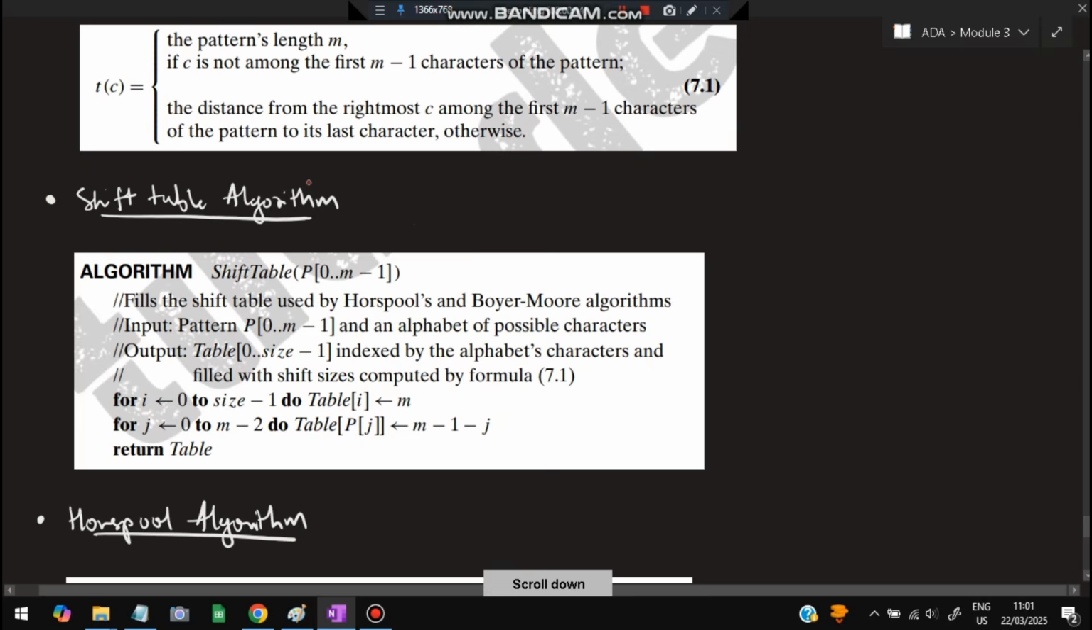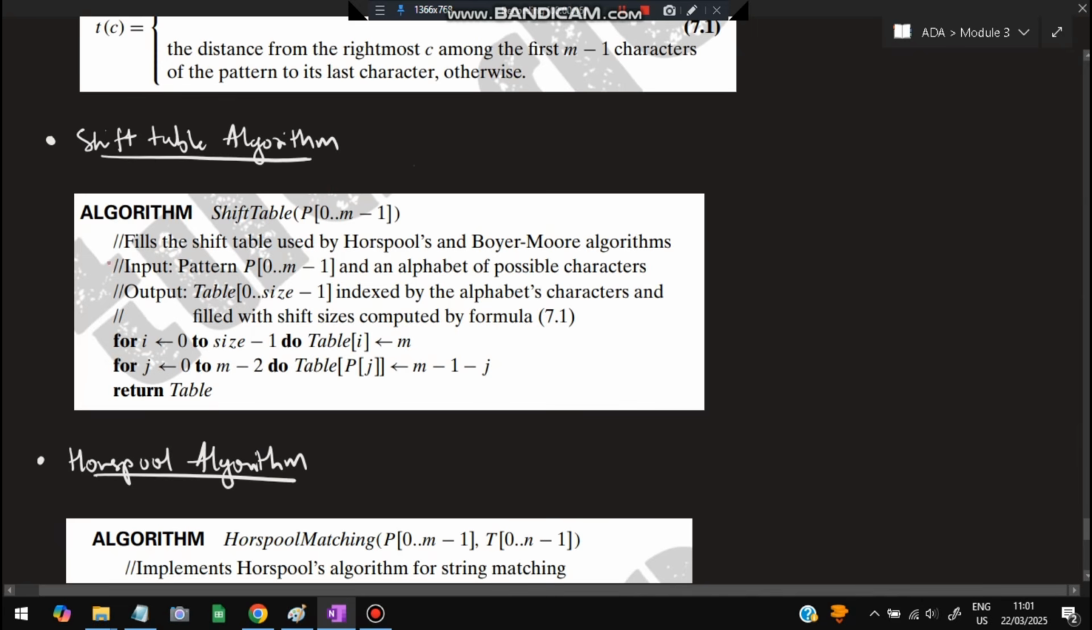Next you need to write the shift table algorithm. Here the input is a pattern and the output is a table. Now, the shift table criteria is we got a pattern, we have to output the table. How does this table work? For i from 0 to size minus 1, table of i is equal to m; for j from 0 to m minus 2, table of p of j is equal to m minus 1 minus j. Don't try to understand this one, it will take a lot of time. Just remember this one and write it in the exam. You'll be getting full marks.